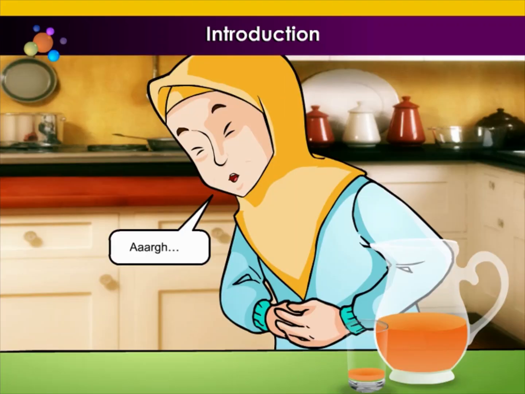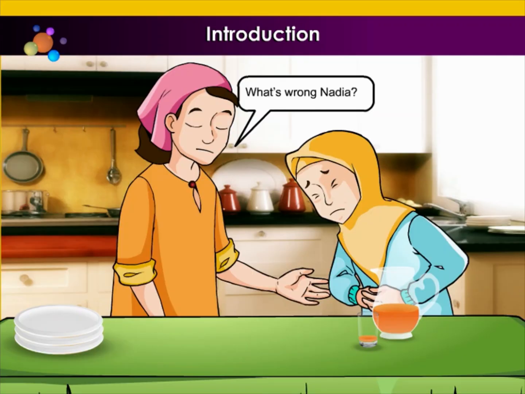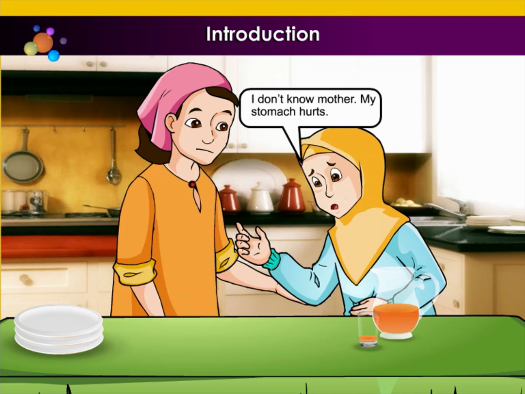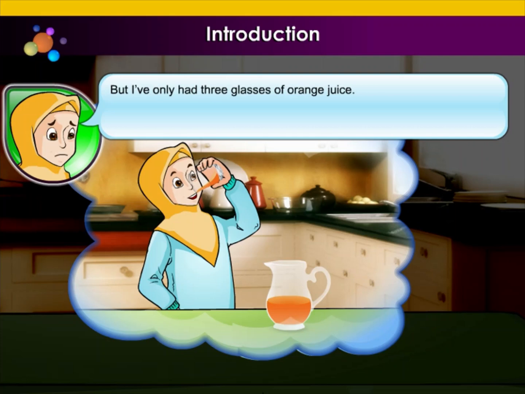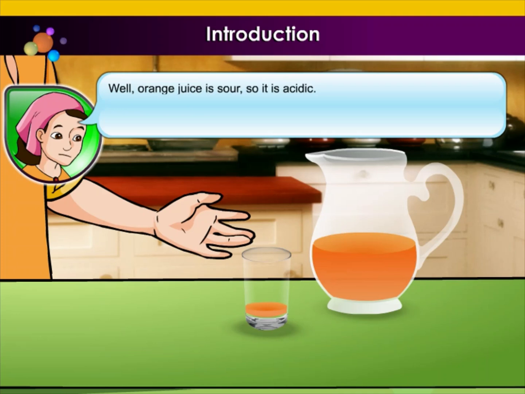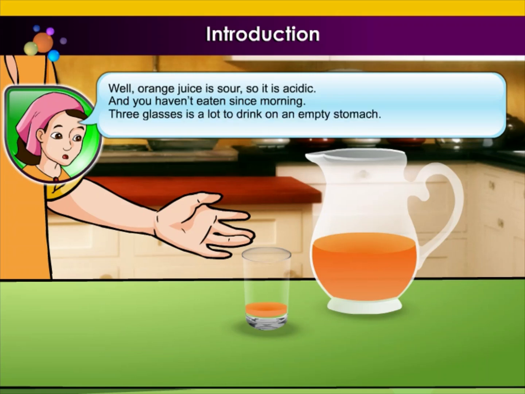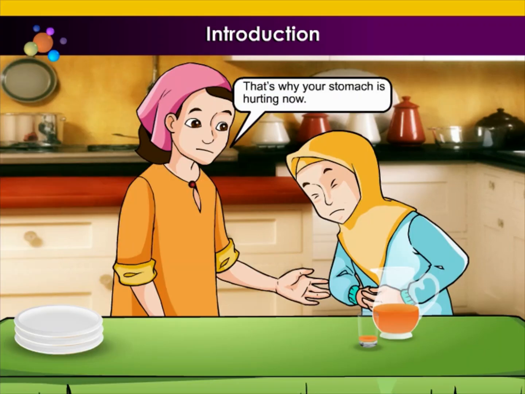Introduction. Ah! What's wrong, Nadia? I don't know, Mother. My stomach hurts. It must be the orange juice. But I've only had 3 glasses of orange juice. Well, orange juice is sour, so it is acidic. And you haven't eaten since morning. 3 glasses is a lot to drink on an empty stomach. That's why your stomach is hurting now.